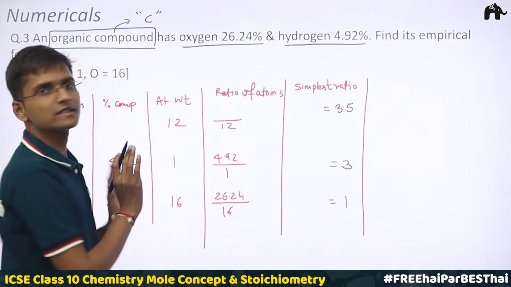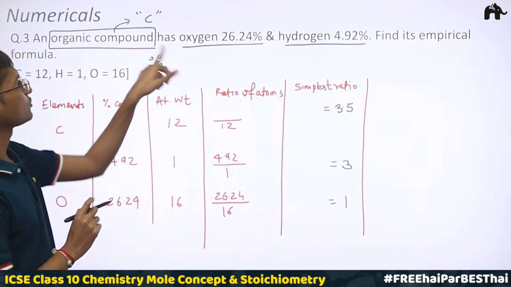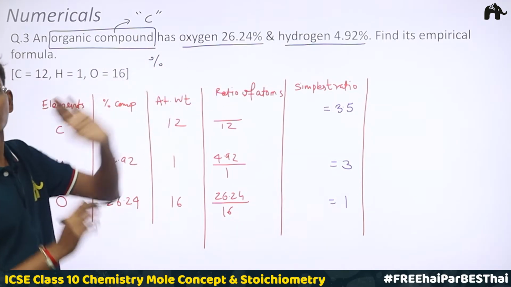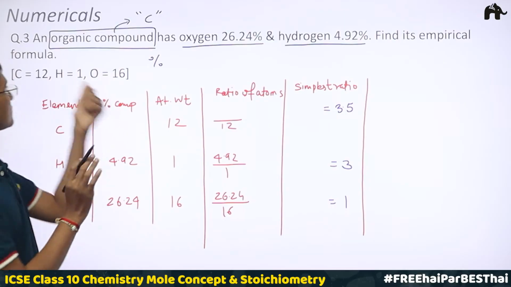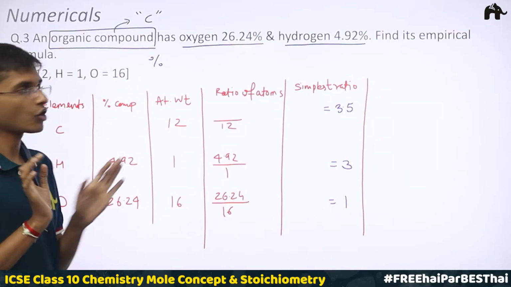So here also it is the same. Now I know this compound is having carbon, it is also having oxygen and hydrogen. These things are given to us now. Here also see carbon, hydrogen and oxygen. These 3 elements, atomic weight is given to us.